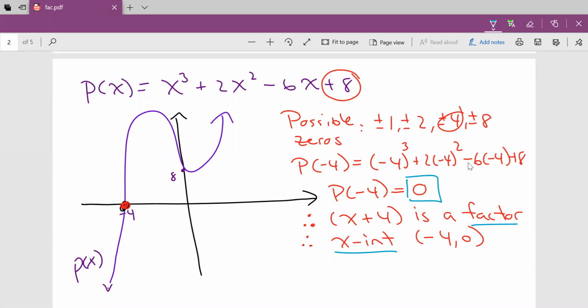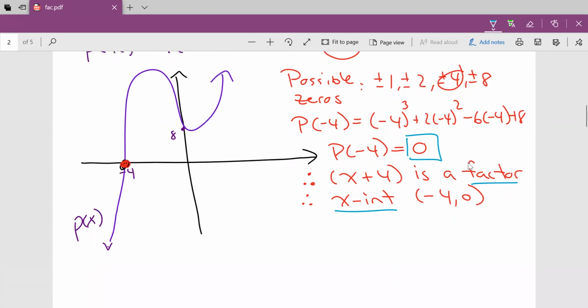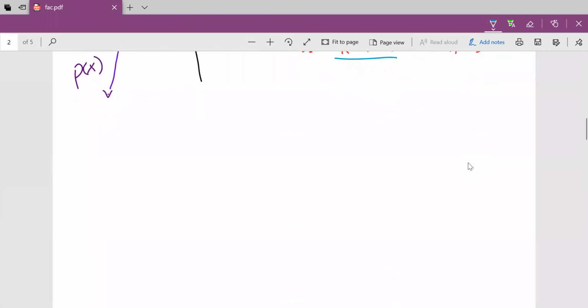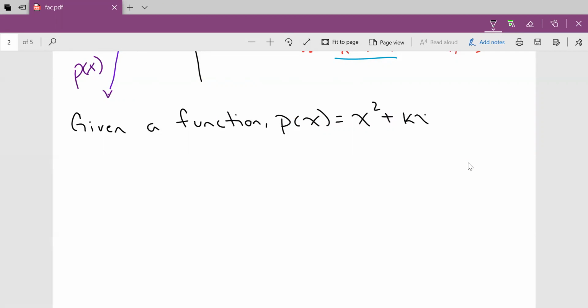So, I want to do just one more question with you here. A very, very common one that we see on our diplomas all the time. It goes something like this. It says, given a function, and I'll keep it simple, I'll just stick with a quadratic from grade 11. Given a function, P(x) is equal to, let's say, x squared plus kx plus 8.